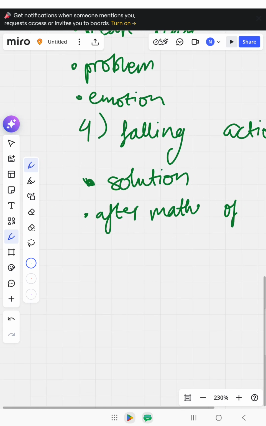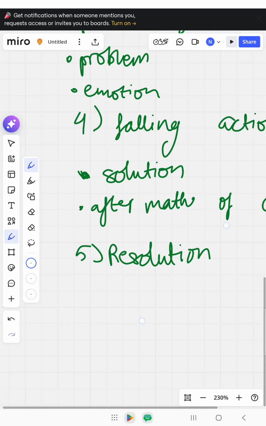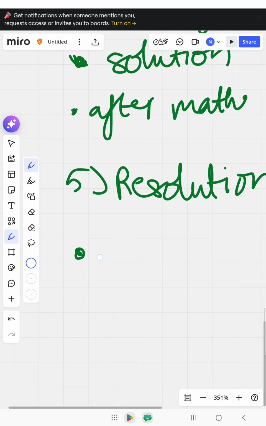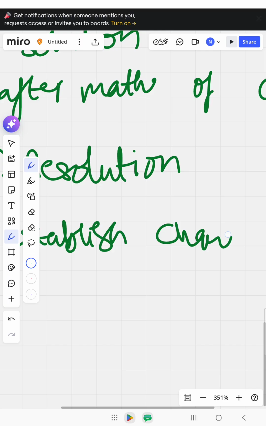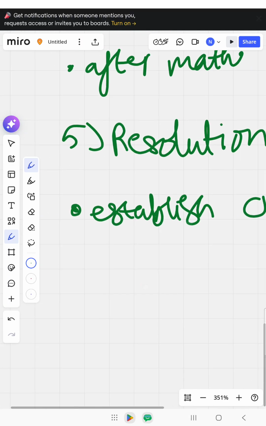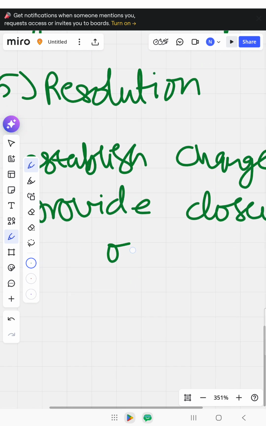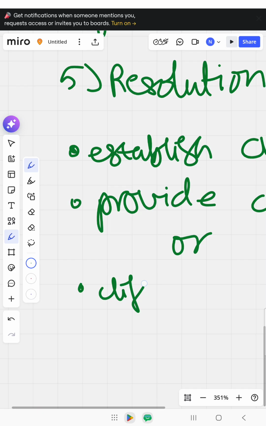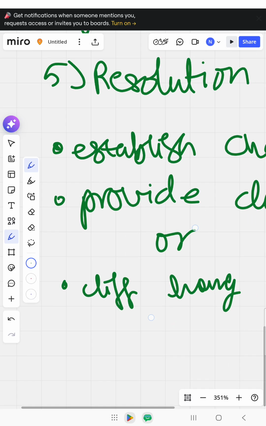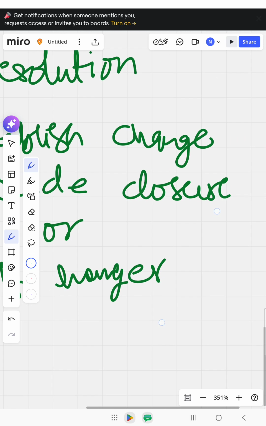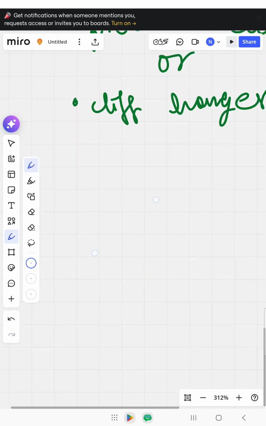And finally we have our resolution. So this is where we establish the new world after the problem, or for example, the characters change, so we establish the change that happens because of the problem, and we can either provide closure or we can leave them in a cliffhanger. So this is the structure, and that's good and kind of easy to remember.